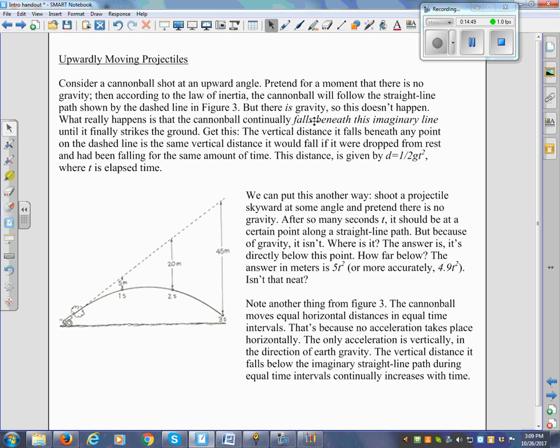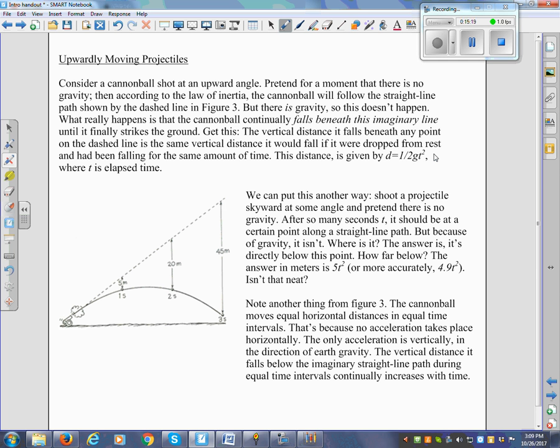What really happens is that the cannonball continually falls beneath this imaginary line until it finally strikes the ground. Get this: the vertical distance it falls beneath any point on the dashed line is the same vertical distance it would fall if it were dropped from rest and had been falling for the same amount of time. This distance is given by d equals 1/2 g t squared, or d equals v_i t plus 1/2 a t squared, where t is the elapsed time.